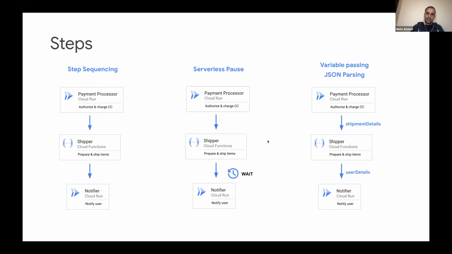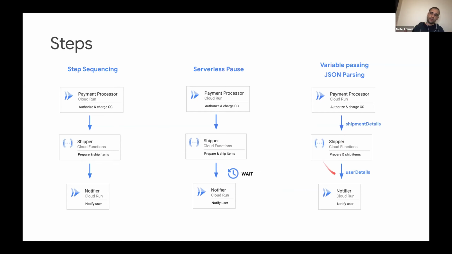Now, in terms of steps, you can have regular steps. One service calls the next service in a certain order, so you can define it in the YAML. You can do serverless pause. So, for example, let's say you process the payment, you ship the item, but before you let the user know, you want to wait for, say, an hour. So you can add a pause between your steps in workflows, and the workflows will pause, as long as you want, and then make the next step call.